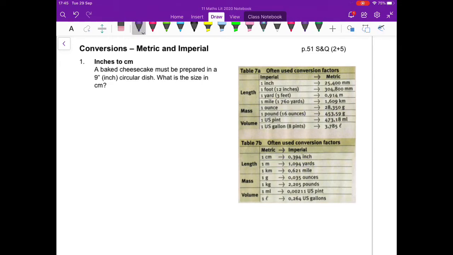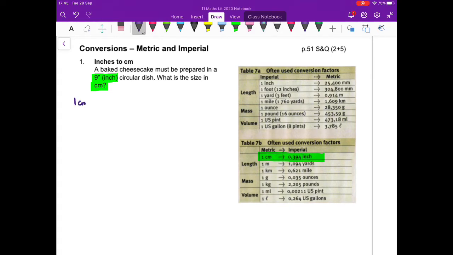So in our question, it says a baked cheesecake must be prepared in a 9-inch circular dish. What is the size in centimeters? So those are your keywords. I go and look for inches and centimeters, and this is the one I'm going to use. It is in length. That is my fact. And remember, ratio works for many different scenarios.